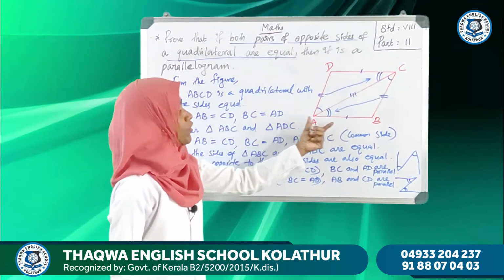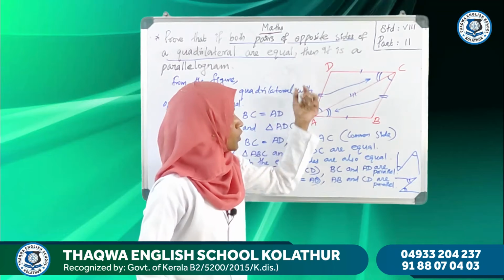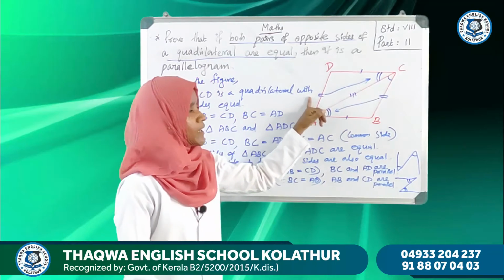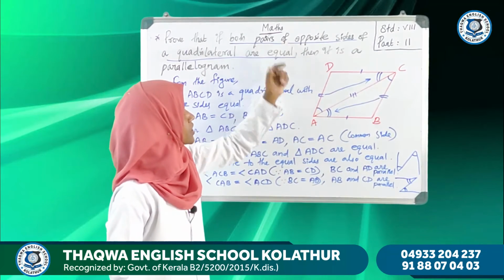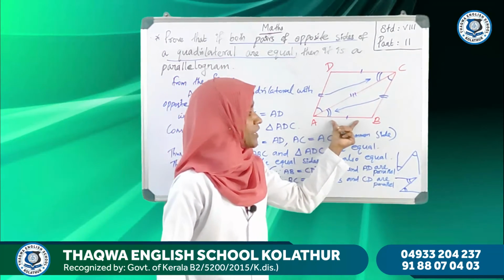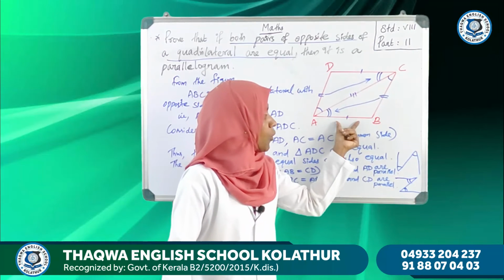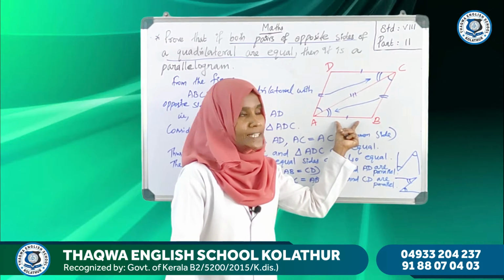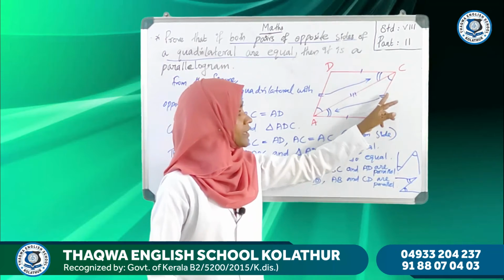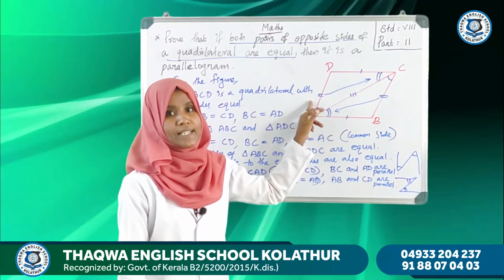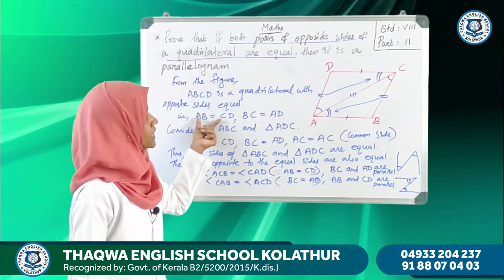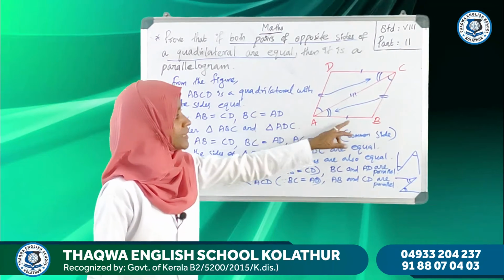Now, from this quadrilateral ABCD, we got AB and CD are parallel, BC and AD are parallel. What is the given condition? Pairs of opposite sides of the quadrilateral are equal. So, in this quadrilateral ABCD, the opposite sides are equal and parallel. AB and CD are equal and parallel. Here BC and AD are equal and parallel. So AB equals CD, BC equals AD, the given condition.